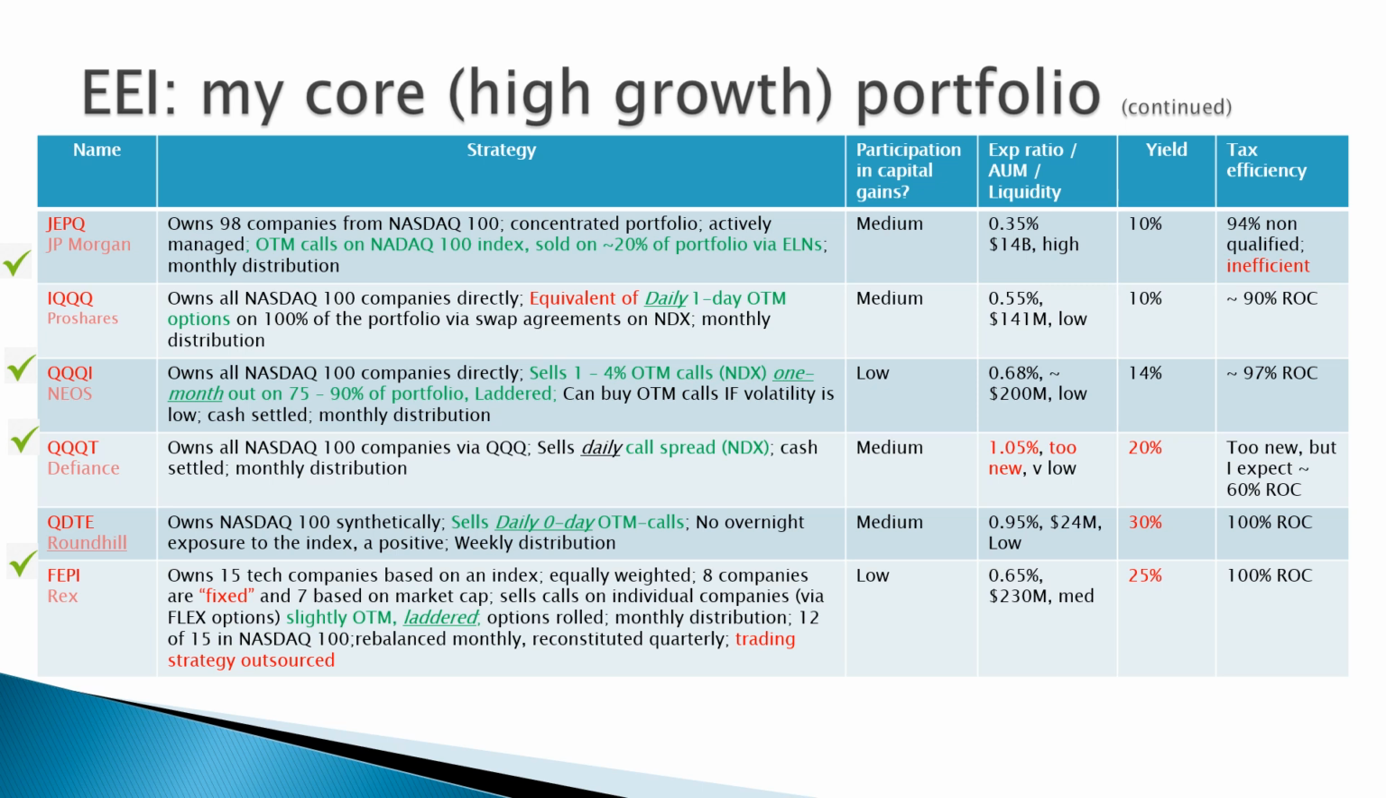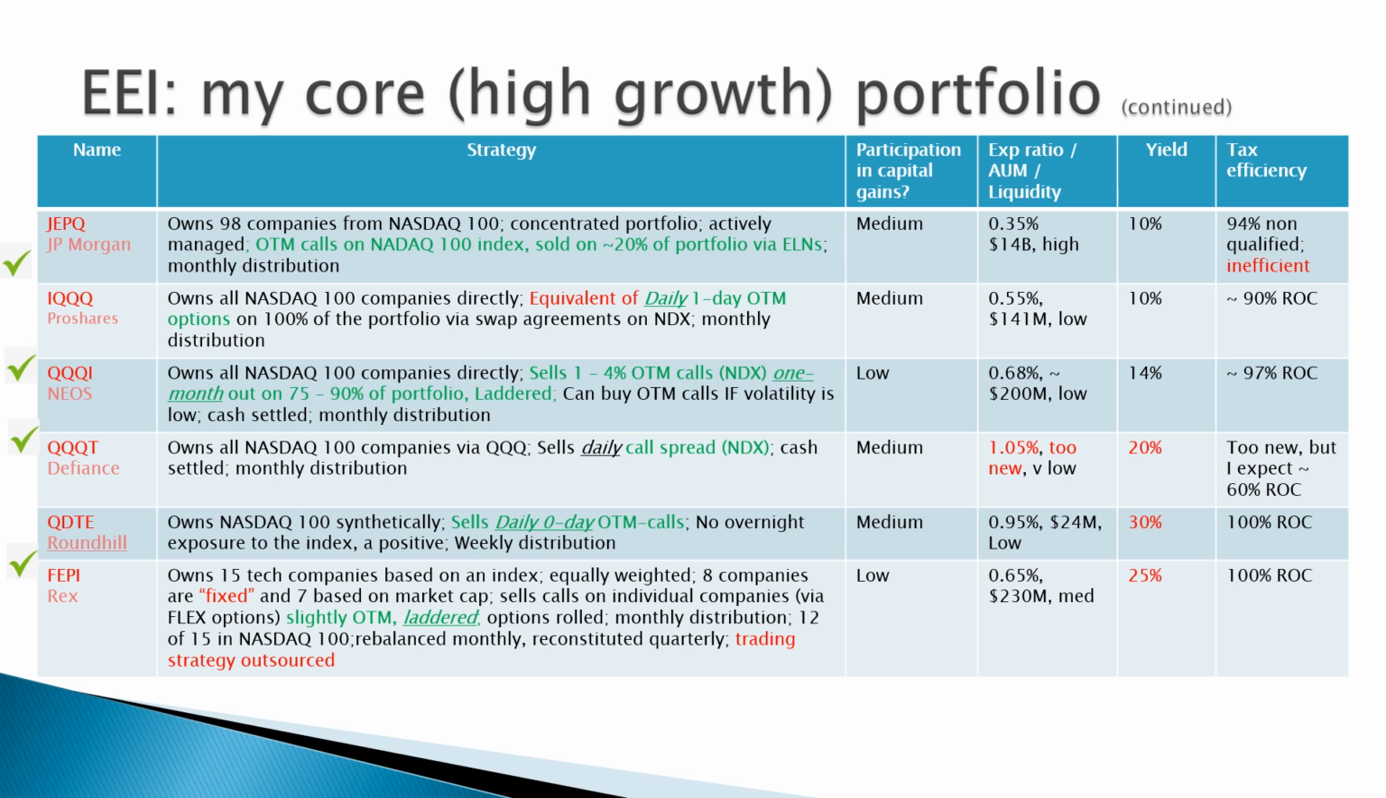So the reconstitution happens quarterly. So the 7 companies that are based on market cap can get swapped if one of them becomes too small and something else becomes larger. The 8 that are fixed don't change. I consider that to be a flaw, and a relatively large flaw in the design, because I would have wanted it all to be market cap based, kind of like how VGT works. But VGT doesn't generate enough income, and so people like me have to look at FEPI.